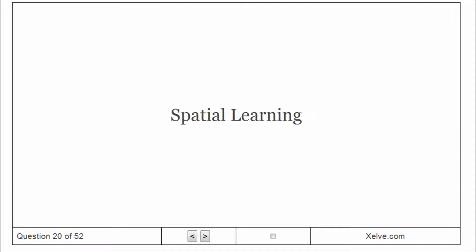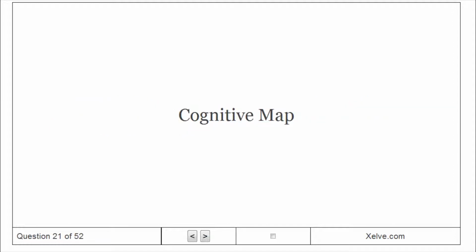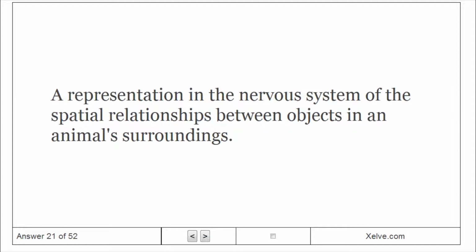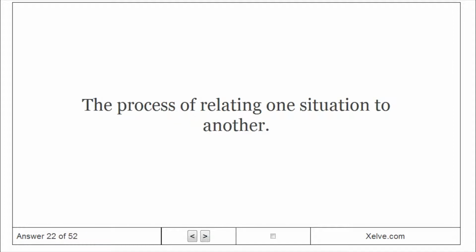Spatial learning: the establishment of a memory that reflects the environment's spatial structure. Cognitive map: a representation in the nervous system of the spatial relationships between objects in an animal's surroundings. Associative learning: the process of relating one situation to another.